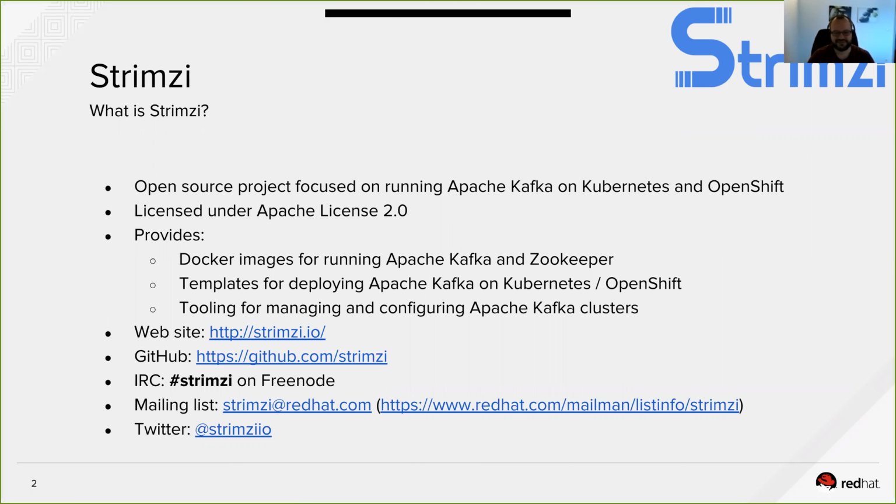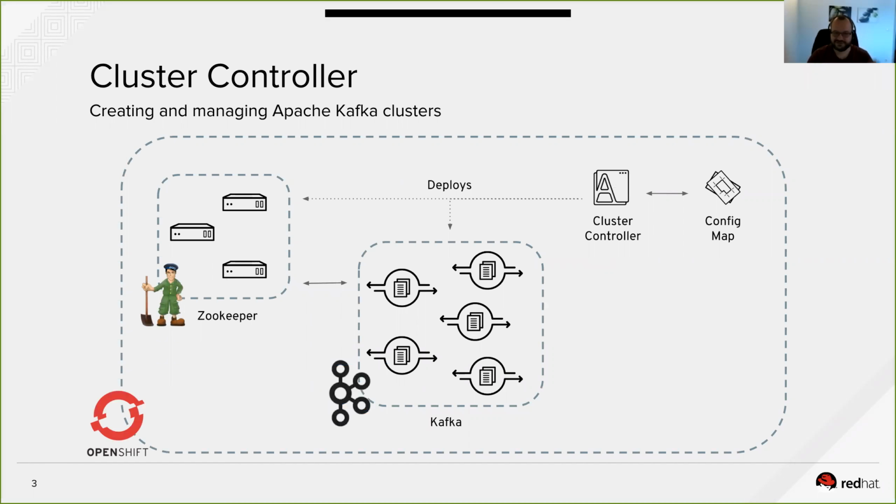But basically the Strimzi project provides a component called the cluster controller, which is running inside of the Kubernetes or OpenShift cluster. And it is responsible for deploying and managing the Kafka and the Zookeeper clusters. And we are using config maps as the way the user creates and configures the cluster.